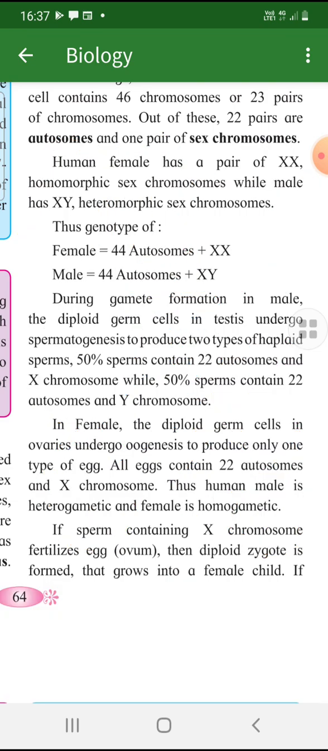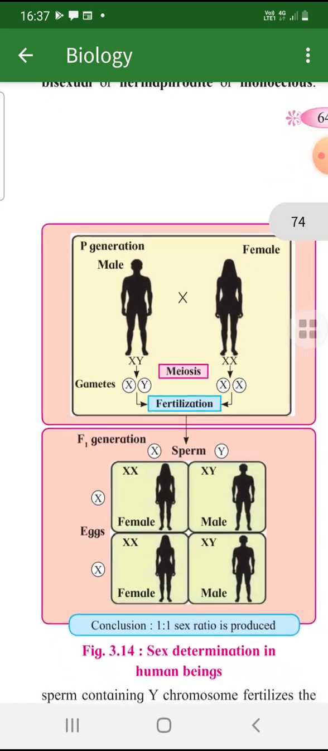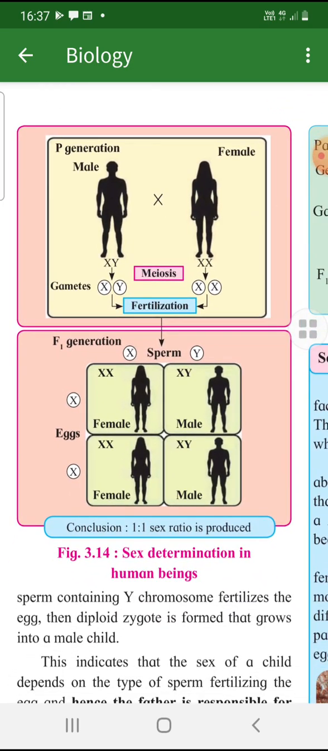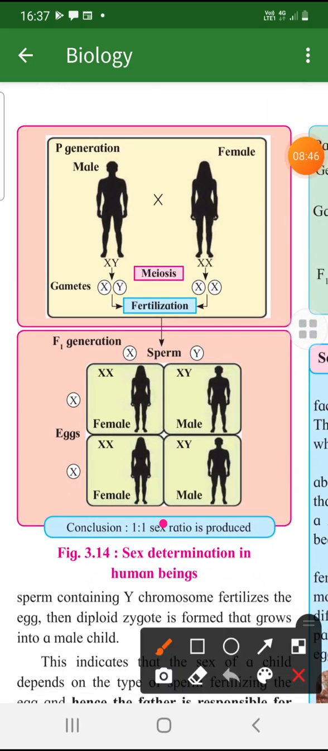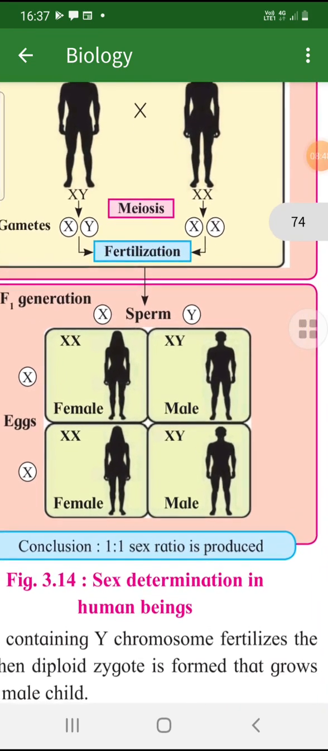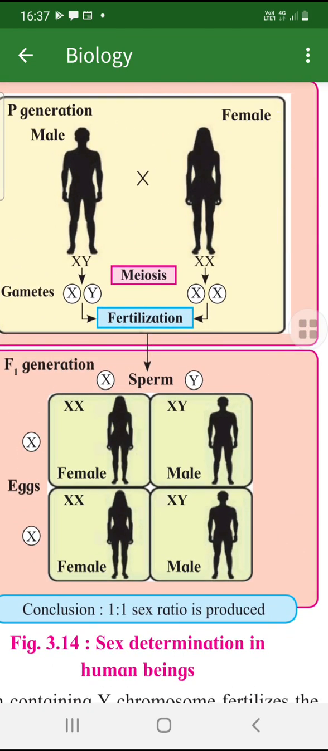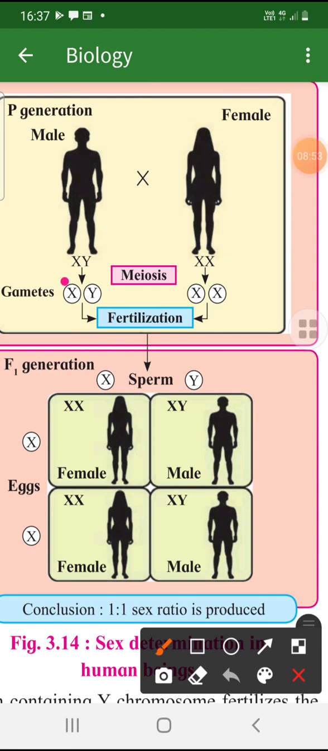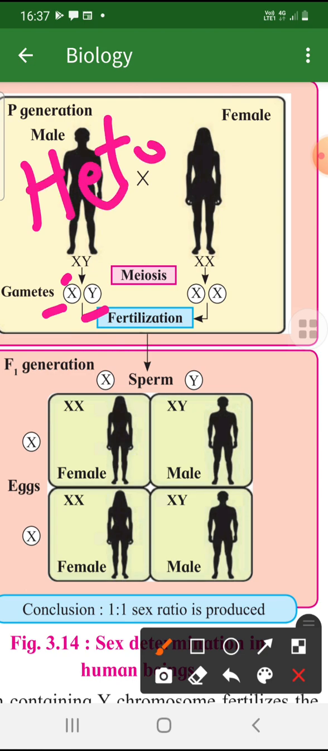So if that's clear, I can explain you here. They have shown in the diagram this way. Male can form two different gametes, X and Y. This condition is called the heteromorphic condition. OK, don't forget that. Or you can always use the word heterogametic.